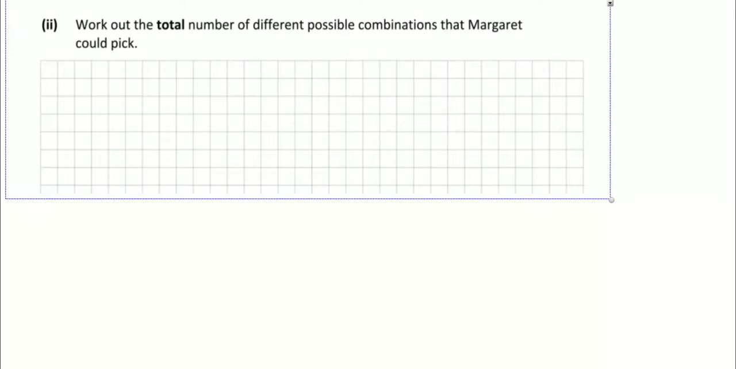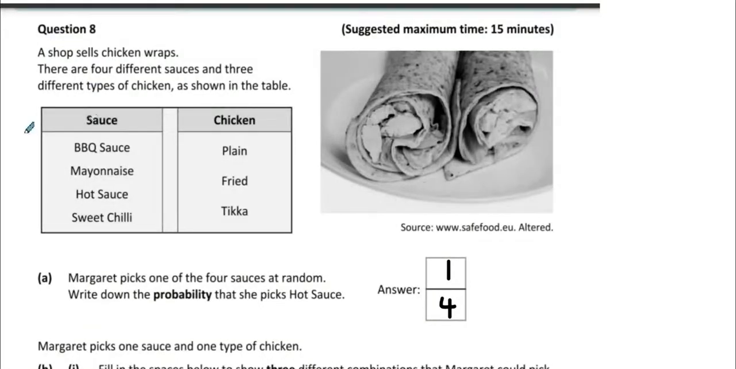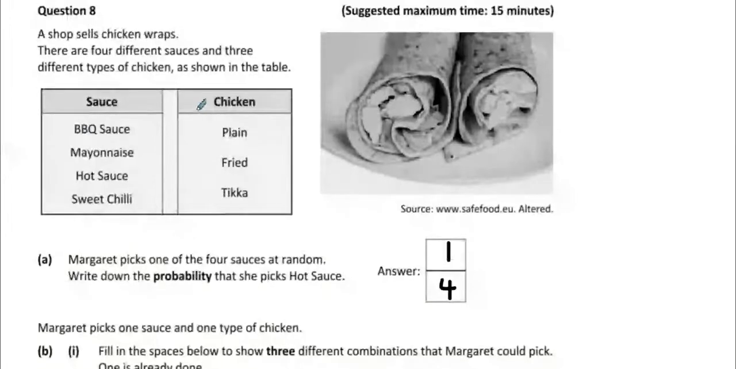Work out the total. Now it's 12. I'll explain why it's 12. Yeah, 4 options in the first, 3 options in the second, 4 times 3, 12 different options. Did anybody write down all the options? Fair enough. Quicker way to do it is 4 options by 3 options, 12 options.